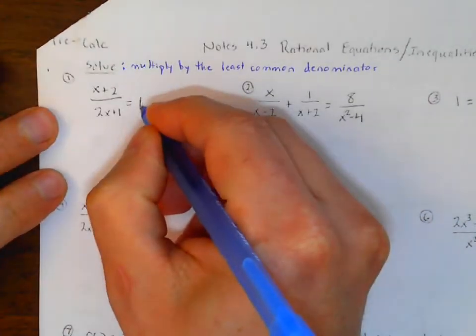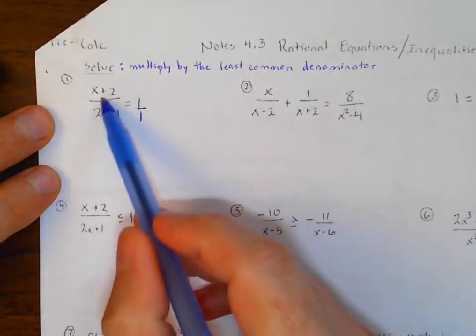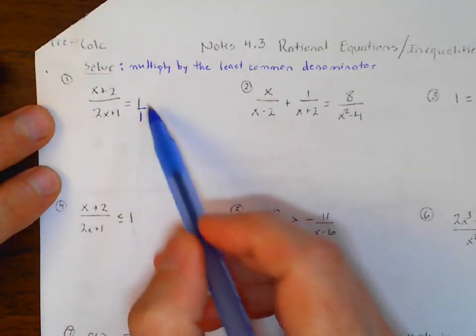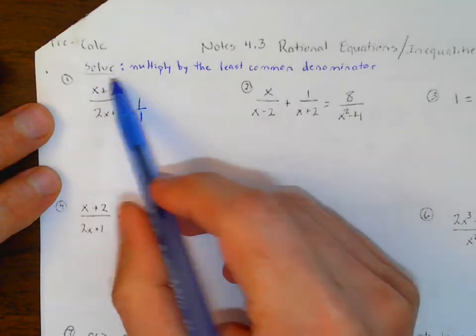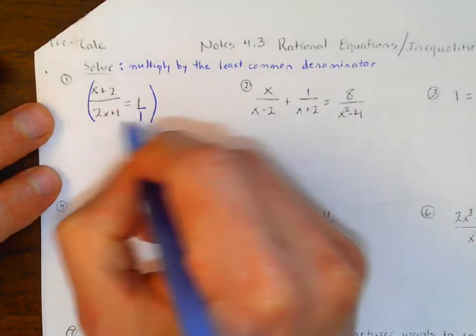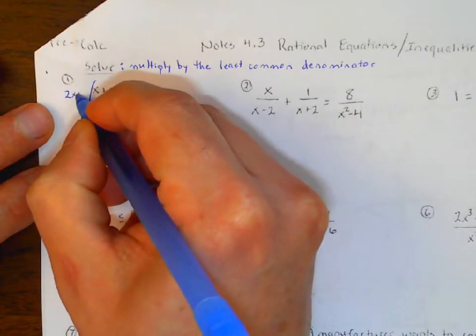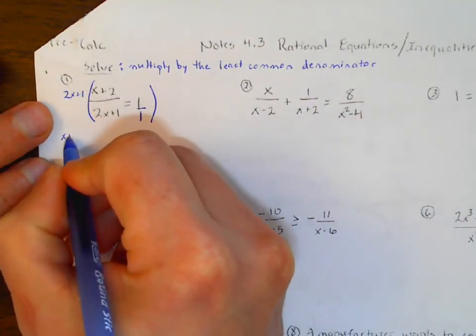Okay, so if you think about it, equal to 1 means 1 over 1. So if it's just one fraction equal to another fraction, you can cross multiply. But the idea of what we want to do is multiply by the least common denominator. So if you think about our denominators here, we're going to multiply by 2x plus 1. I'll show it all out here at first.